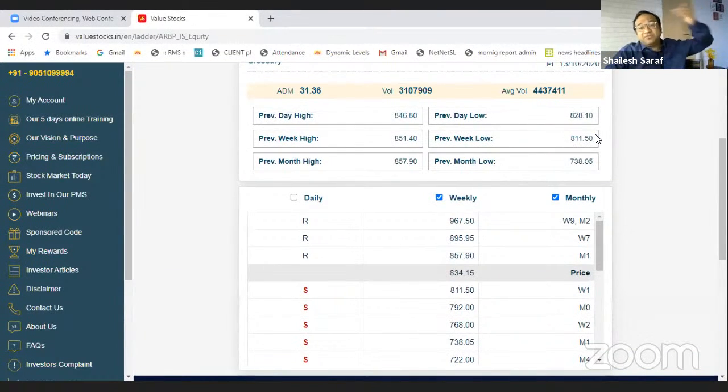So you can buy at the previous week low. That figure is also going to go up in the evening. You're putting it, it will come there only. So you can buy at 811 because it's a good quality company and you're getting it at a good correction.